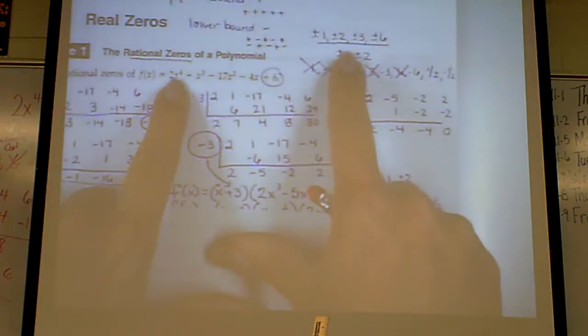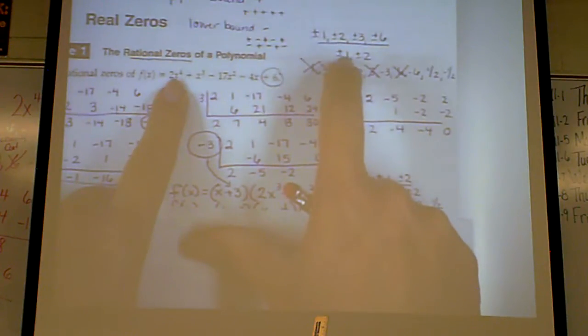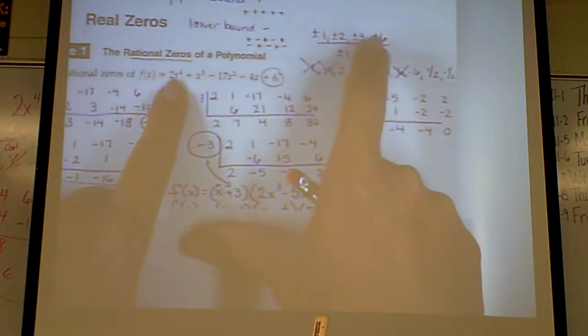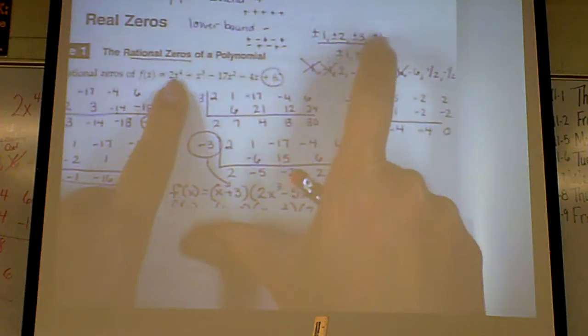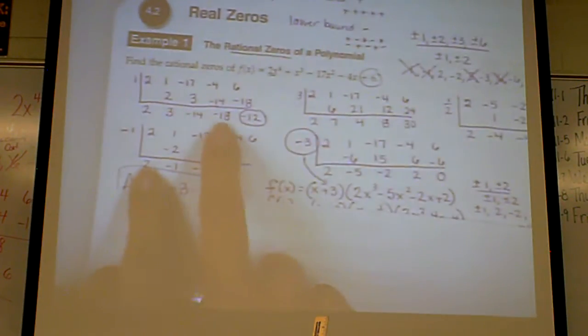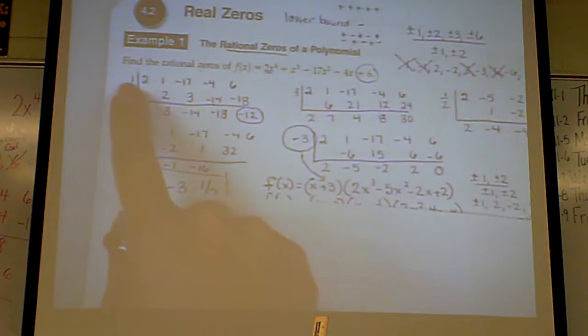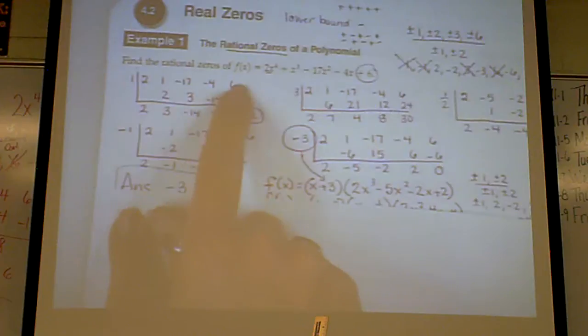So with this, does everybody understand how to make a list of all your possible zeros? You're going to take 1 over 1, 2 over 1, 3 over 1, 6 over 1, and all the negatives. And then you do 1/2, 2 over 2 is 1, 3 over 2, and 6 over 2. So one at a time, what we did was take a possible zero and test it by using synthetic division. Be careful that if you are missing a term, you put a 0.